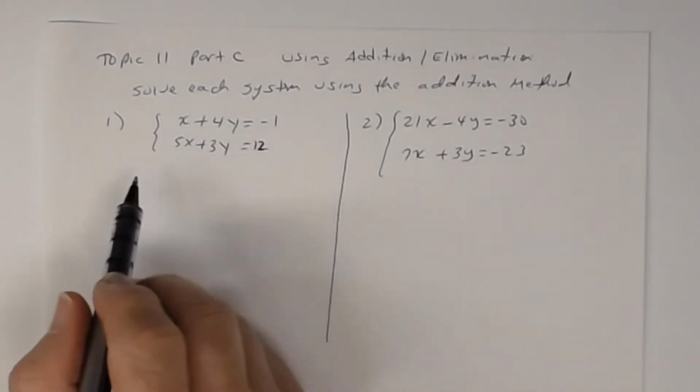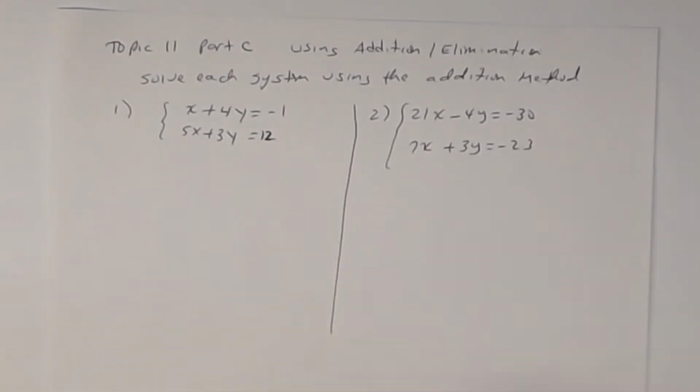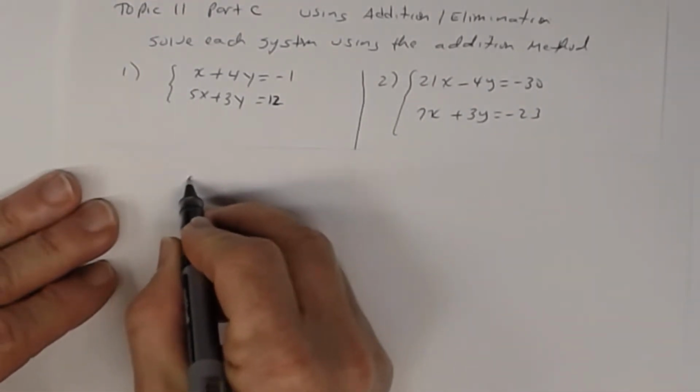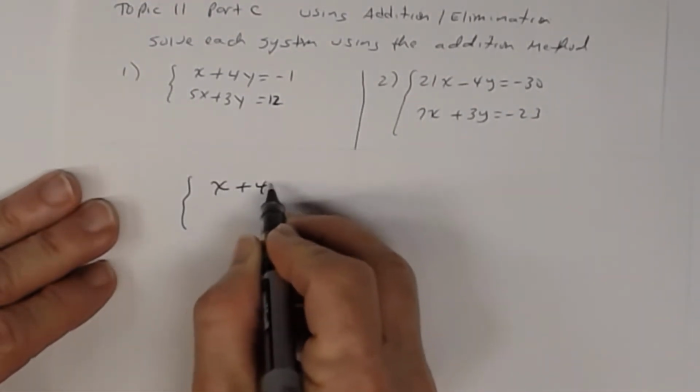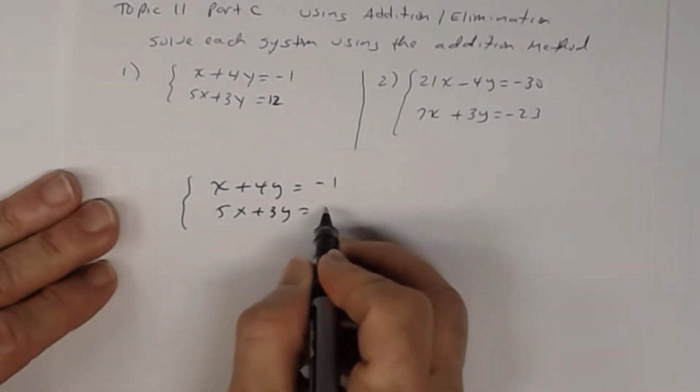We're going to do this two different ways. I'm going to use a separate sheet of paper because I'm not going to have enough room on this side. I'm going to rewrite this over just to show you two ways in which you can do this. So x plus 4y equals negative 1, and 5x plus 3y equals 12.